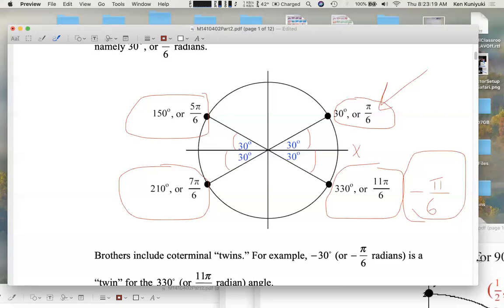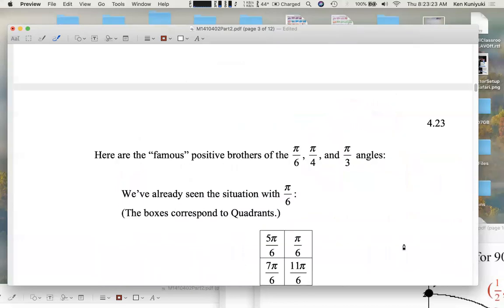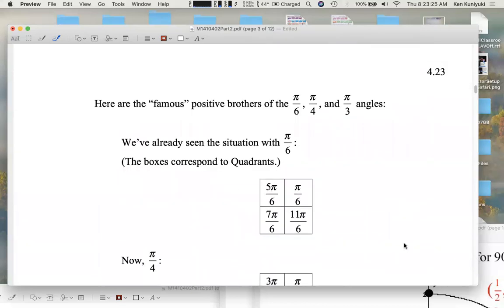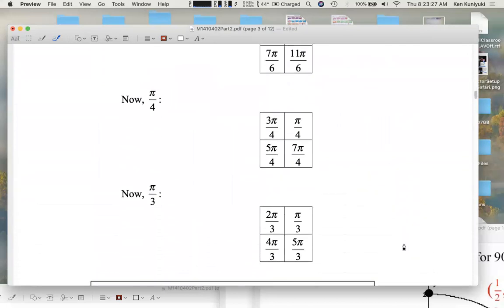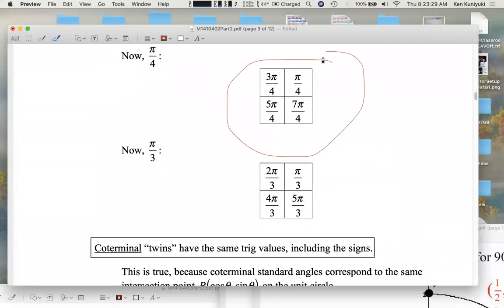pi over 6. Those patterns extend to the families, these groups of brothers for not just pi over 6, but for pi over 4. Here are the famous positive brothers for pi over 4, and for pi over 3. These are the famous positive brothers for pi over 3. Of course, an angle is its own brother in that sense.